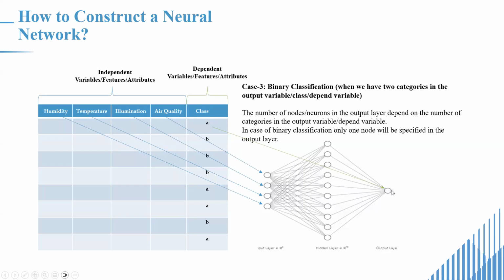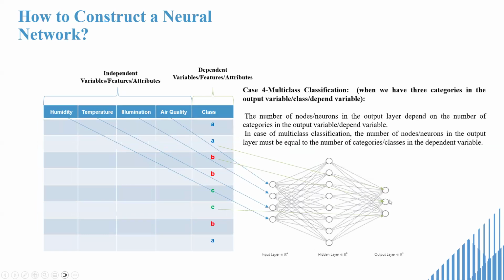But for multi-classification, it will have more nodes. So you have 1, 2, 3. It is multi-classification when you have 3 categories, so you can have 3 outputs. So the number of nodes in the output layer depends on the number of categories in the output.